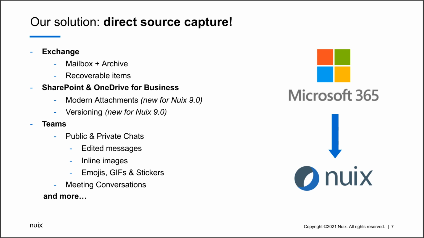And then, of course, Teams. This is the big one. And public and private chats are all accessible through the connector. You'll be able to see messages that have been edited. You'll be able to leverage any inline images that were included. Emojis, GIFs, and stickers and reactions are all part of the type of metadata that Nuix is able to obtain through that Graph API connector. Meeting conversations are an additional component to it. So there really is a lot that Nuix is able to download and make available to you as part of it.